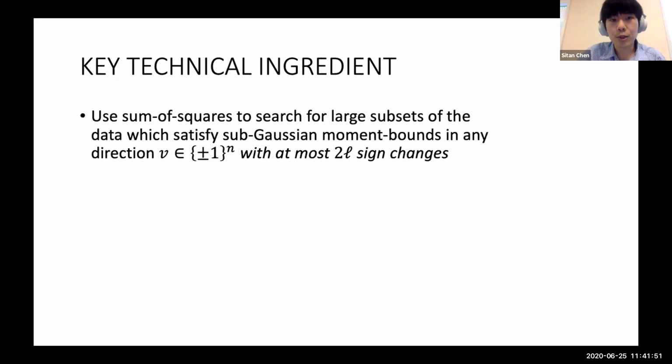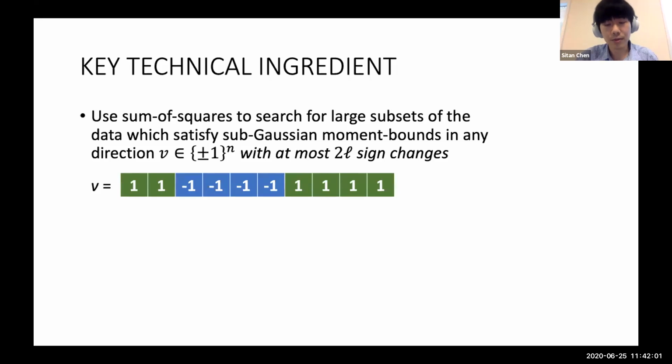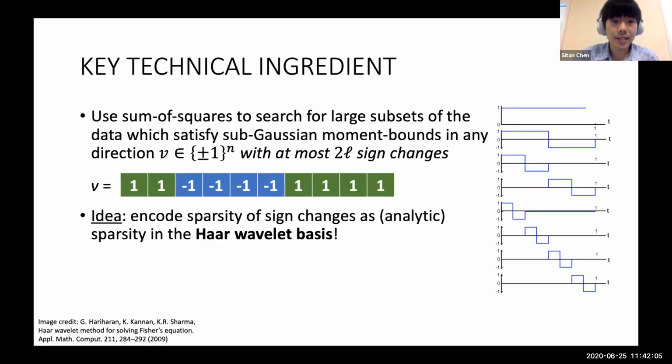Okay, but how do you even quantify over this set of test vectors in an SOS fashion? Here's an example of a bounded sign change vector. The key idea is that vectors which are sparse in the number of sign changes are also sparse in the so-called Haar wavelet basis. So if we look at an appropriate notion of analytic sparsity in this basis, we can actually use sum of squares to achieve this search problem.